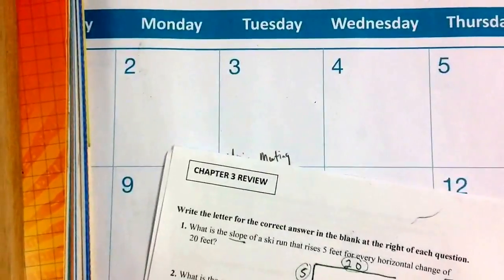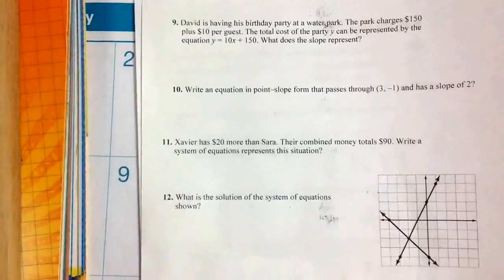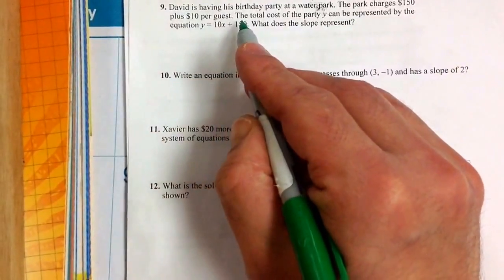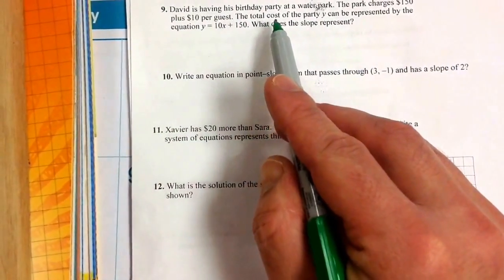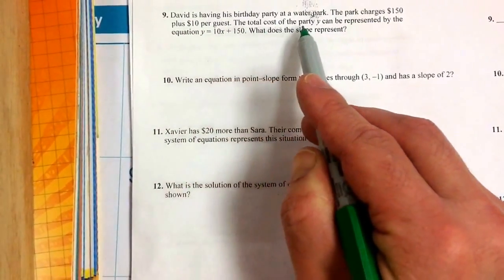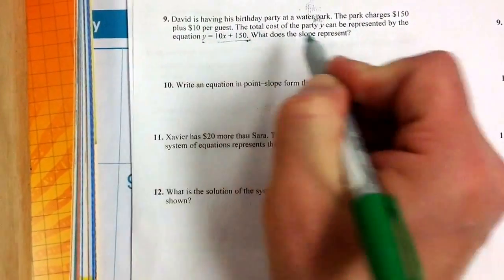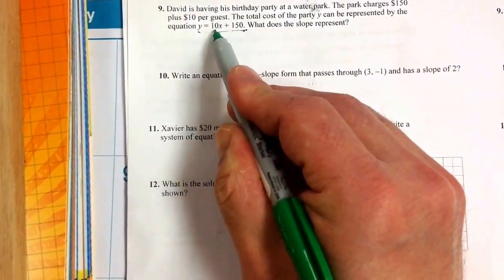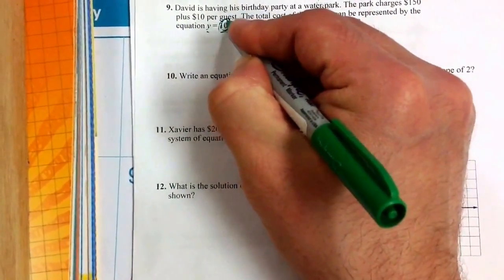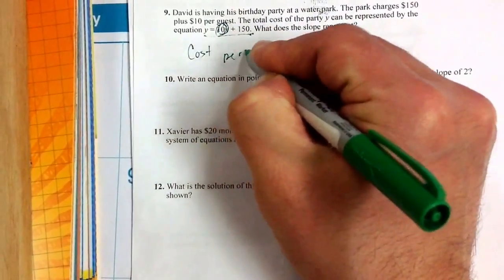All right, let's take a look at the last page here. Number 9, David is having a birthday party at the water park. The park charges $150 plus $10 per guest. The total cost of the party, y, can be represented by the equation y equals 10x plus 150. What does the slope represent? So the slope is this 10 right here, and that represents the cost per guest.